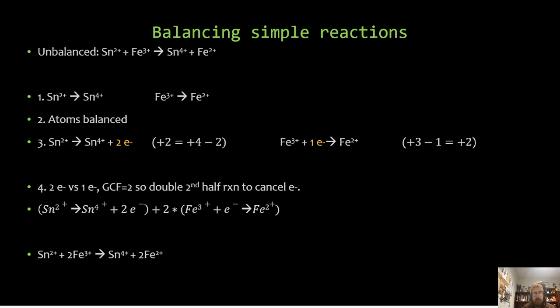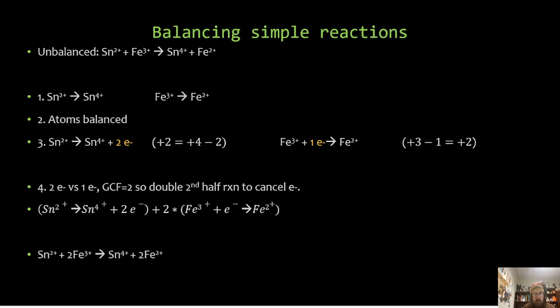Well, 2 to 4 means there's a 2 electron loss. So I need to add 2 electrons to tin 4. 3 to 2, there's a 1 electron loss. So we need to add 1 electron to iron 3. Now with that in mind, the greatest common factor between the two is 2. So we double the iron so that it has 2 electrons lost and 2 electrons in. 2 iron 3 pluses and 2 electrons gained goes to 2 iron 2 pluses. And then when we combine them together, there we go.